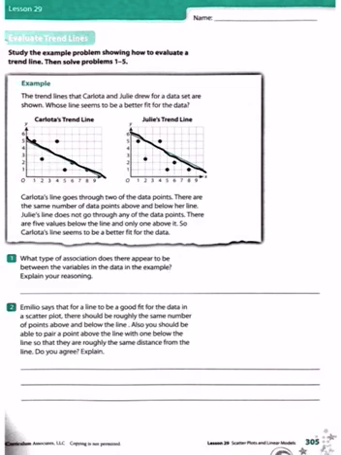Number 2, Emilio says that for a line to be a good fit for the data in the scatter plot, there should be roughly the same number of points above and below the line. Also, you should be able to pair a point above the line with one below the line so they are roughly the same distance from the line. Do you agree? Explain. Yes. For it to be a good fit for the data, you want it to model the data points as accurately as possible. Placing the line in the middle of the points is a good model for the average of the data points.